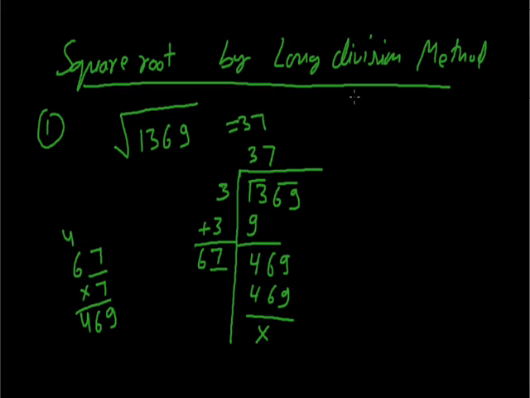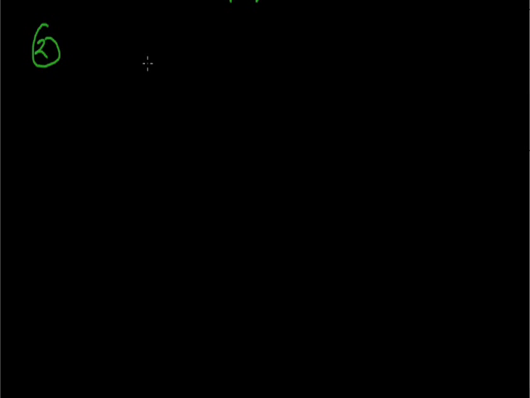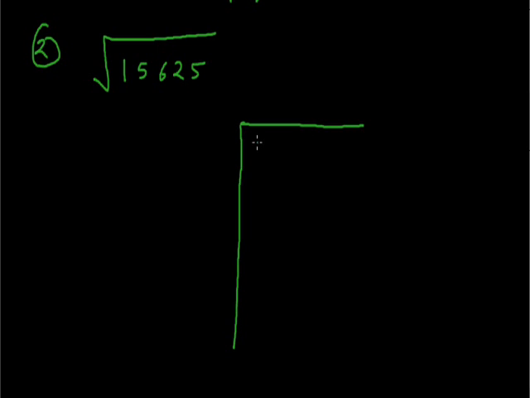Let's take one more example. Let's say if I want to find the square root of 15,625. First of all I write the number, that is 15625, and from the rightmost side I will make the pairs: 25, 56 and then 1. So there are three periods. 1 is the first period, 56 is the second period, and 25 is the third period.